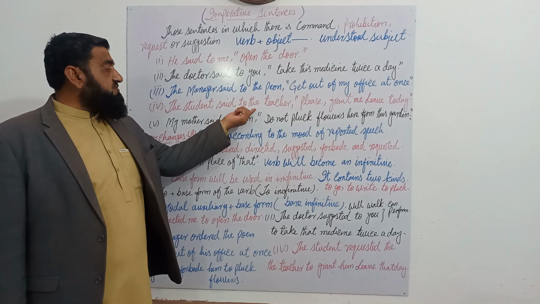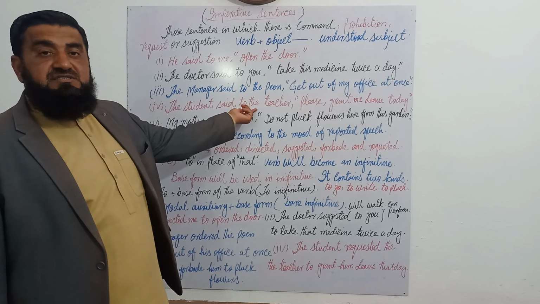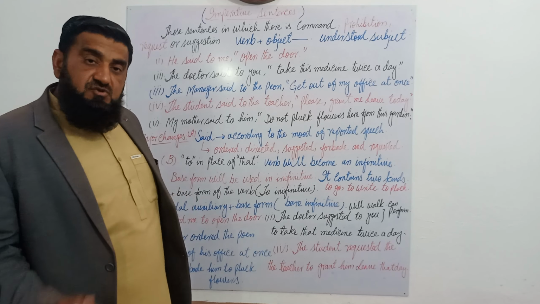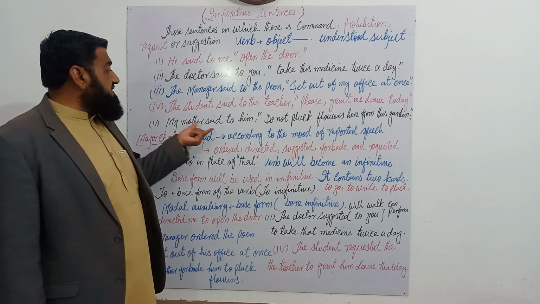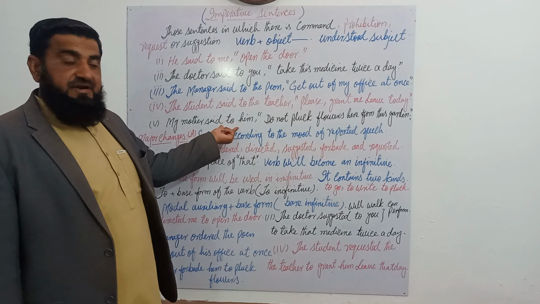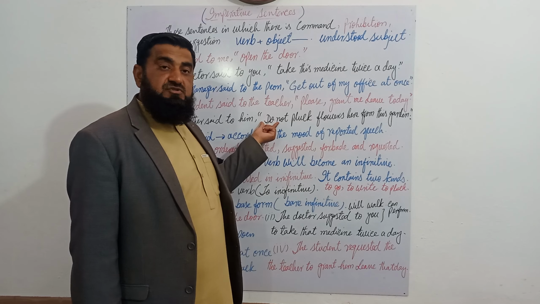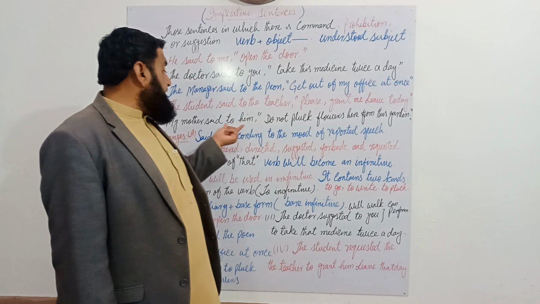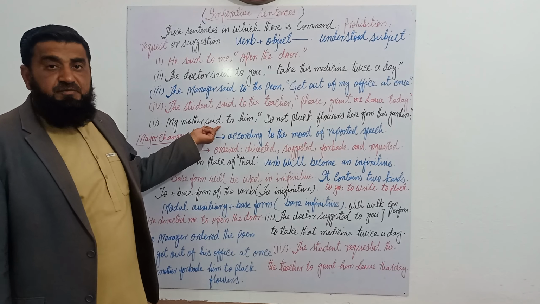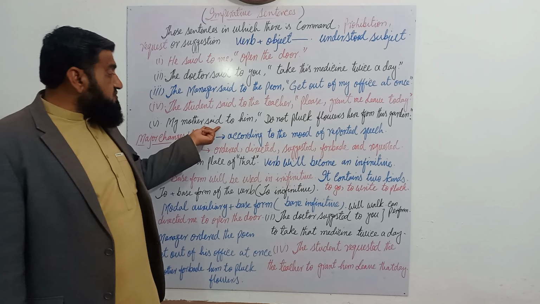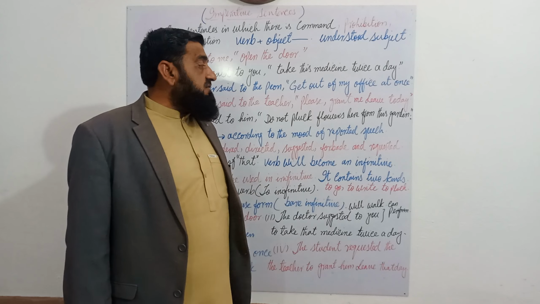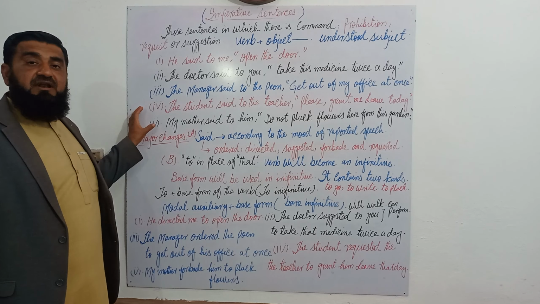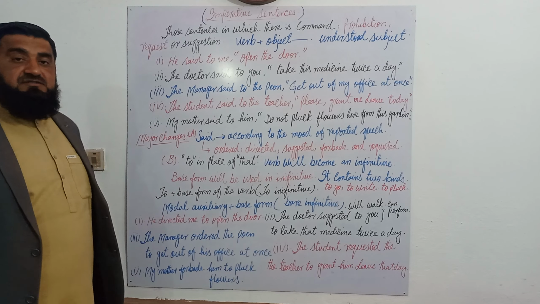The student said to the teacher, please grant me leave today. So here is request. My mother said to him, do not pluck flowers from this garden. So forbid is here, because don't, do not. When there is a negative mark, there will be prohibition, and prohibition we will call forbid. Such like sentences we will call an imperative sentence.